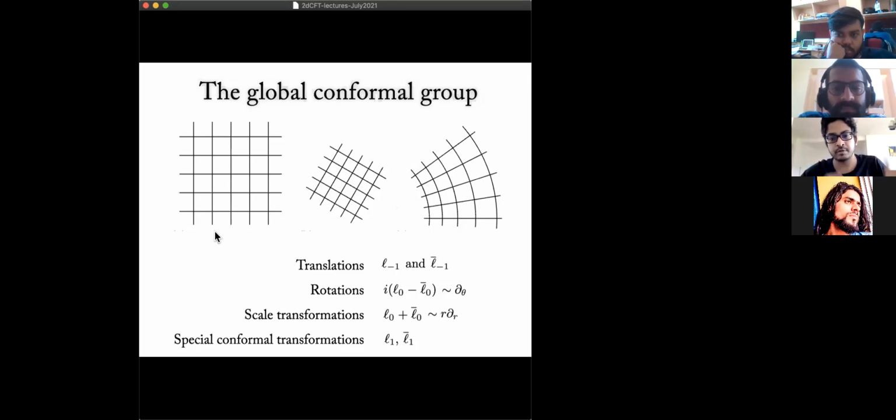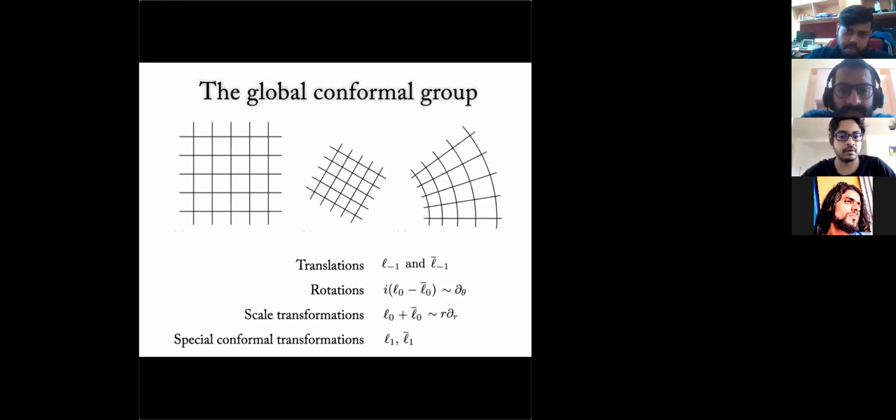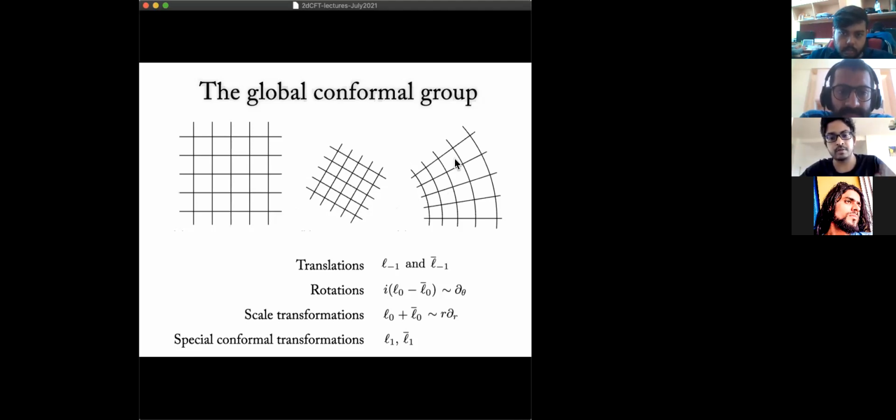These correspond to scale transformations, rotations, and special conformal transformations. You can see through these pictures that you can start with some grid over here, rotate it and scale it to a smaller version of it, and you can also twist it in this way. But the important point is that the local angles remain conserved under conformal transformations.